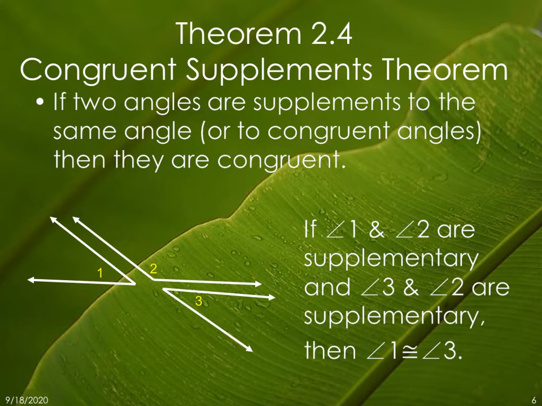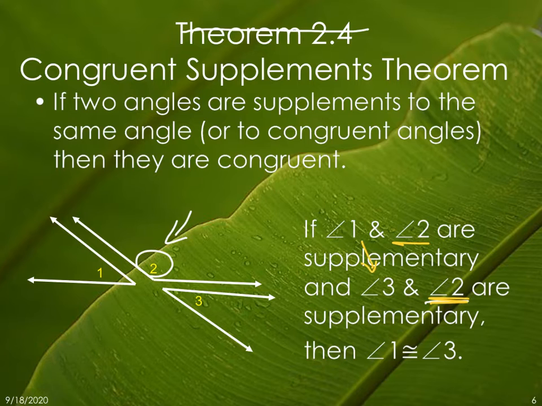So the next slide has Theorem 2.4. Again, the number isn't important to us. What's important is the name, and this is called the congruent supplement theorem. What this states is if 2 angles are supplements to the same angle or to congruent angles, then they are congruent. So if angles 1 and 2 are supplementary and 3 and 2 are supplementary, then 1 and 3 are congruent because they're both supplements to the same angle, which is 2.